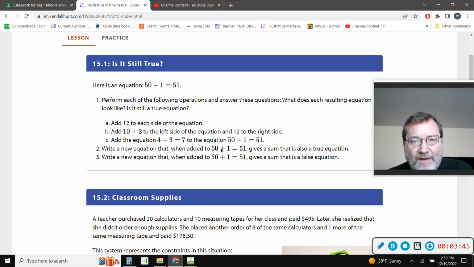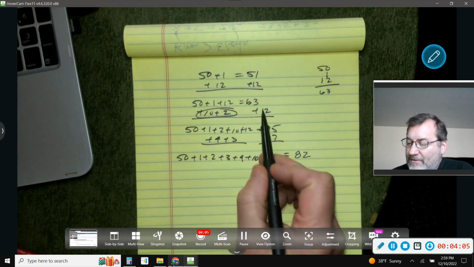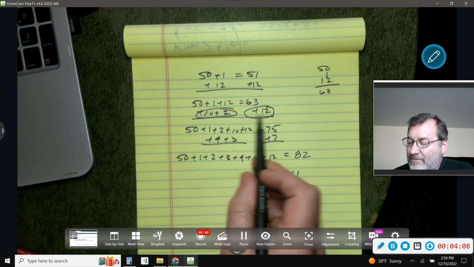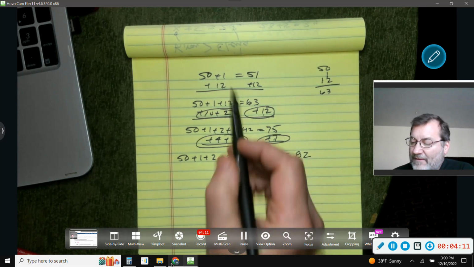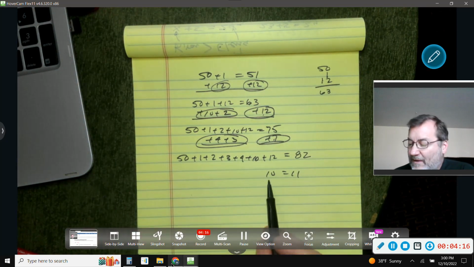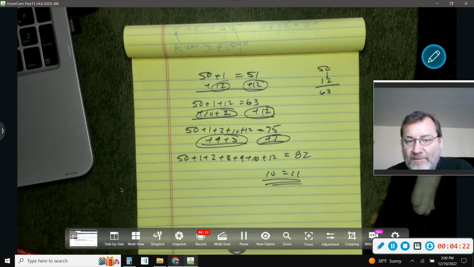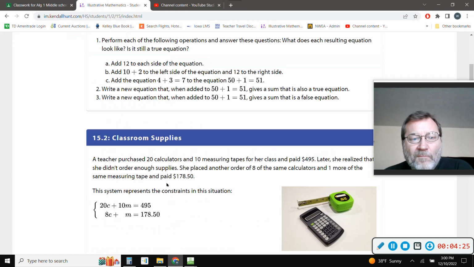Write a new equation that when added to 50 plus 1 equals 51 gives a sum that is also a true statement. Write a new equation that when added gives a sum that's false. Well, the only way it's going to be false is if you add something like 10 equals 11. That's the only time it's not going to be true. As long as the things that you're adding to each side are the same amount, like 10 and 2 is 12, 3 and 4 is 7, 12 and 12, as long as you're adding the same amount to each side, you're going to maintain equality, and that's all there is to it. It's when you start adding different things to each side that you no longer have that equality.